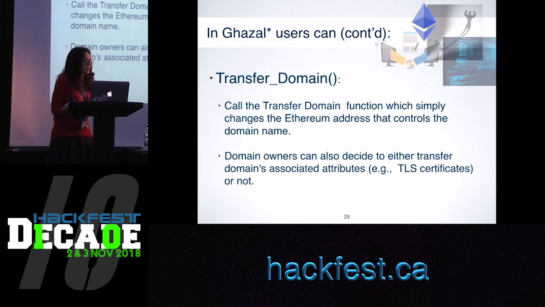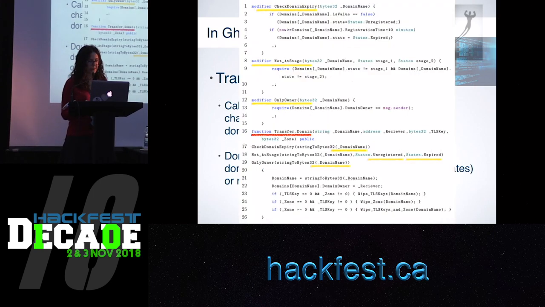Or they can do it through the transfer domain name function. When you call this function, it changes the Ethereum address that controls the domain name. Owners are free to decide whether to transfer the domain name's associated attributes, such as TLS certificates, or not. They can provide it either with the previous value or with zero. Here is how I implemented the transfer function.